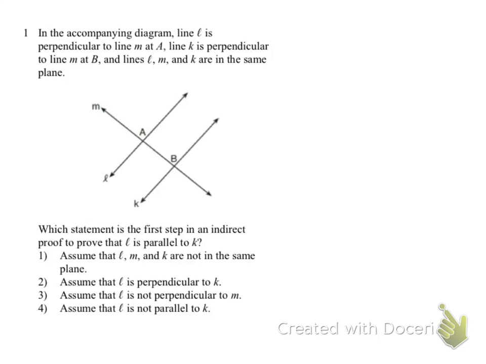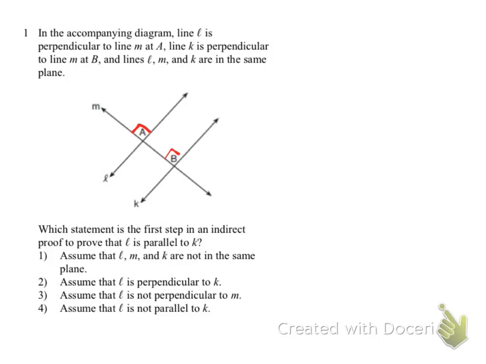Hello class. So let us look at some review questions for exam 23. Now in the figure below here, line L is perpendicular to line M. That means this is the right angle. And line K is perpendicular to line M at B, so that means this is also a right angle. And then lines L, M, K are in the same plane.